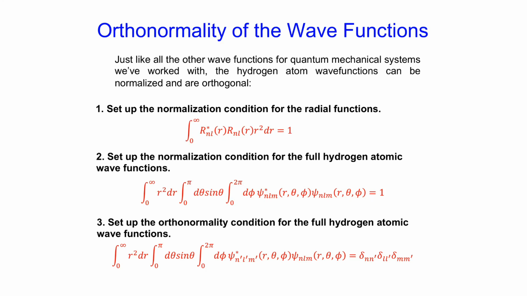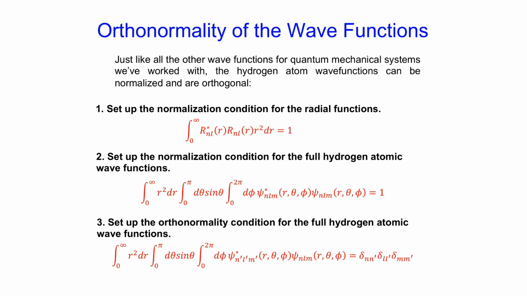So we would have psi star n prime l prime m prime times psi n l m. So that means that we have a Kronecker delta for n prime, where n can be equal to or not equal to n prime. Same for l. l can be equal to or not equal to l prime. And finally, the same for m, where m can be equal to or not equal to m prime.